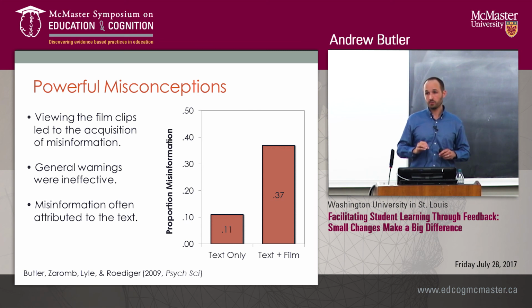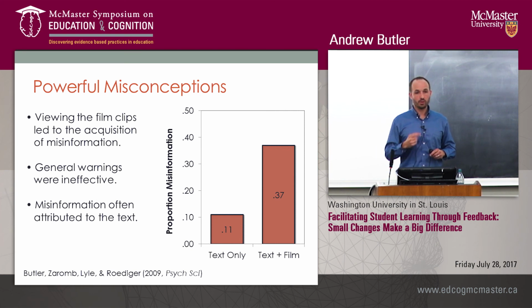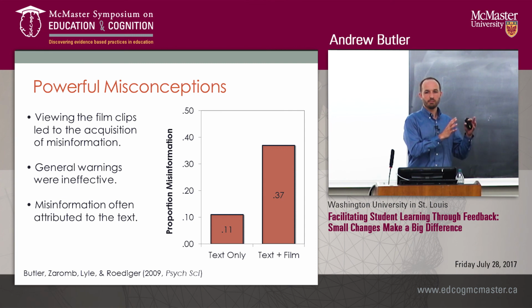The general warnings that we gave people were completely ineffective, right? Didn't do a lick of good. And what was interesting was that when you asked the people who participated in this experiment, where did you get this information from in this answer? Did you get it from the text or the film? A lot of times they often said the film, but they said this was also in the text. So they're misattributing, right? This is another metacognitive error. They're misattributing that misinformation to being in the text, even though it wasn't.